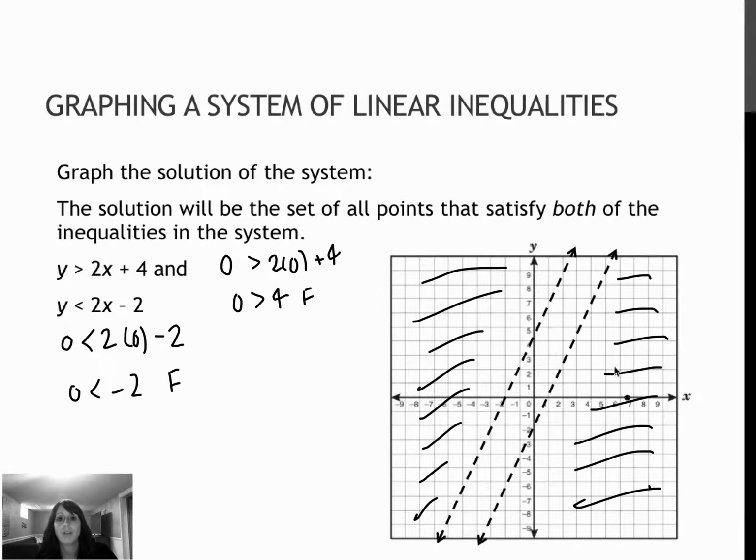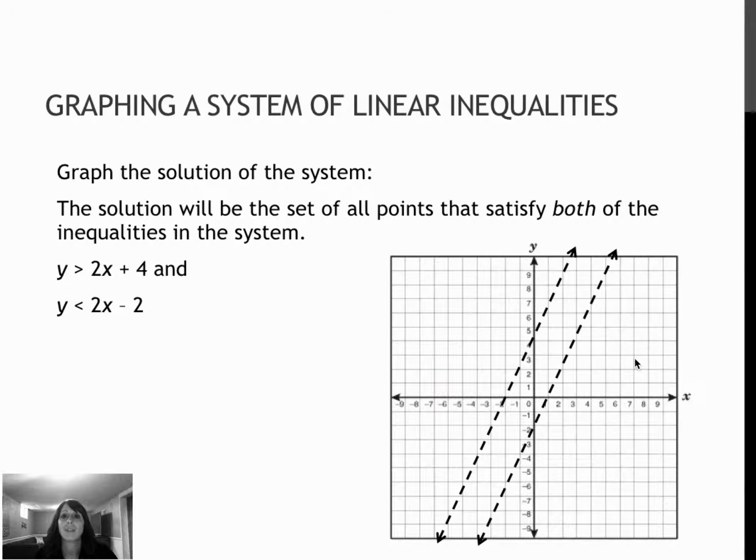Where on this graph are both shaded? Nowhere. So this is a no solution. You don't get those often, but this would be a no solution because there were no places on the graph where both would be shaded.